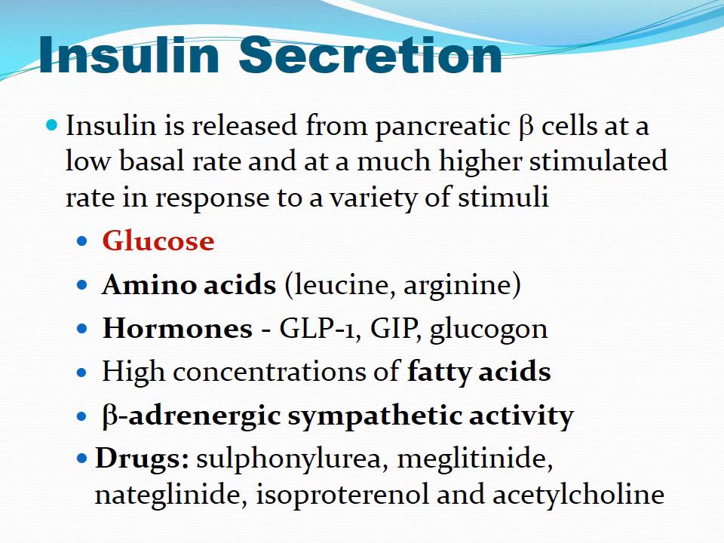Insulin secretion. Insulin is released from pancreatic cells in the pancreas, usually at a low basal rate during the day and at much higher concentrations in response to diet or other various stimuli. The stimuli that cause insulin secretion include glucose, amino acids, hormones, high concentration of fatty acids, beta-adrenergic sympathetic activity, and some drugs, which will increase insulin secretion and are used in treatment of type 2 diabetes.